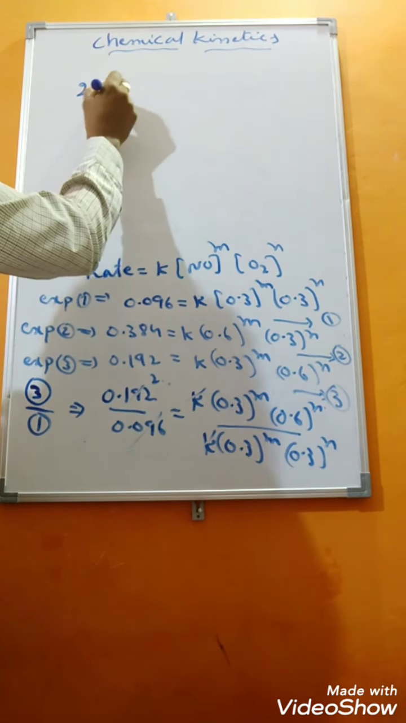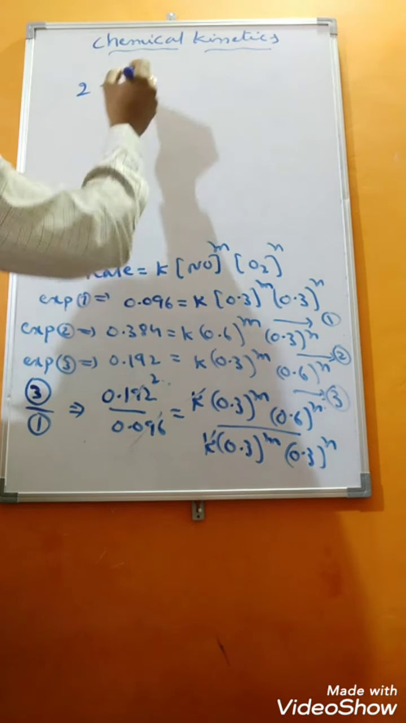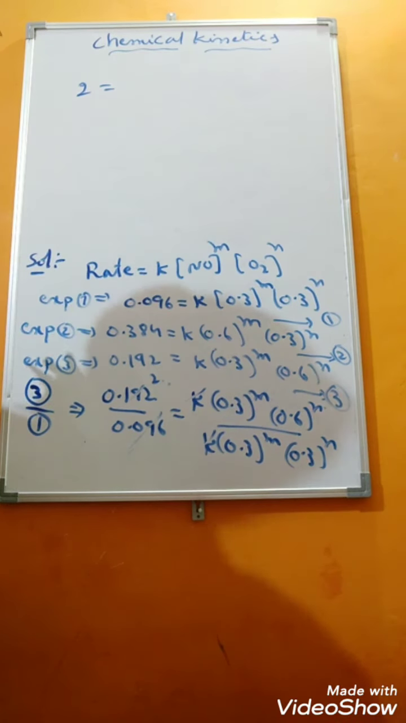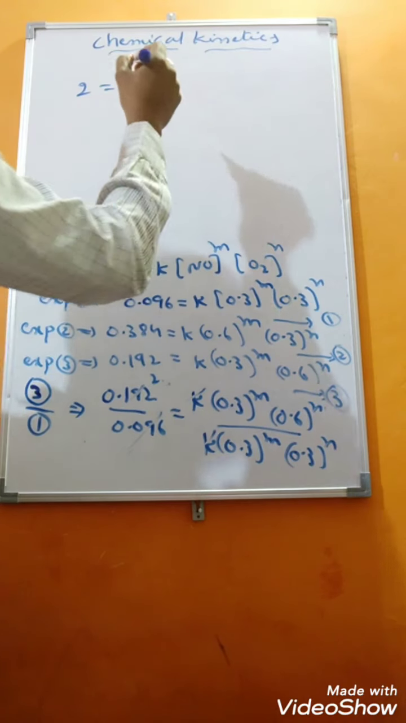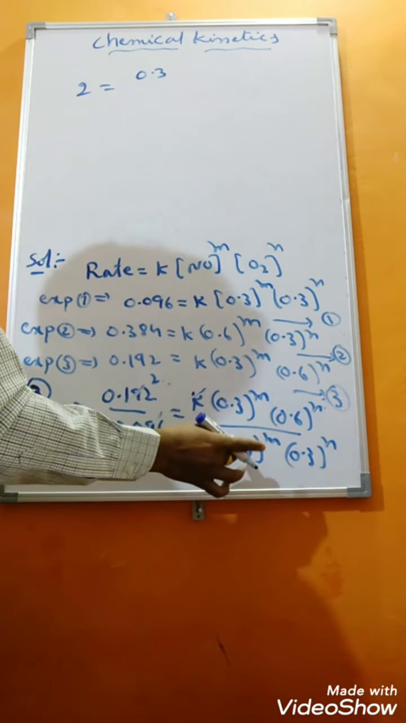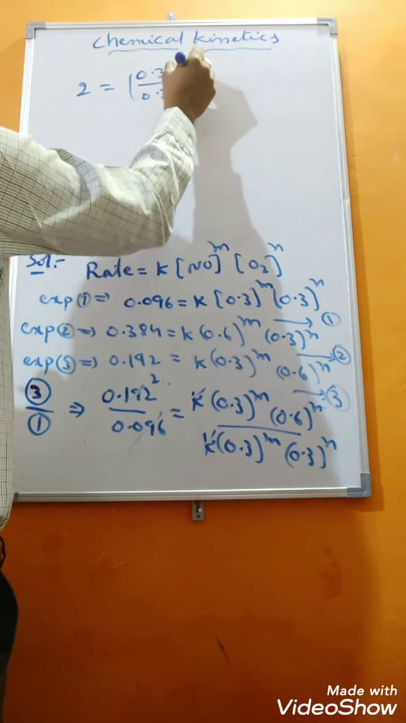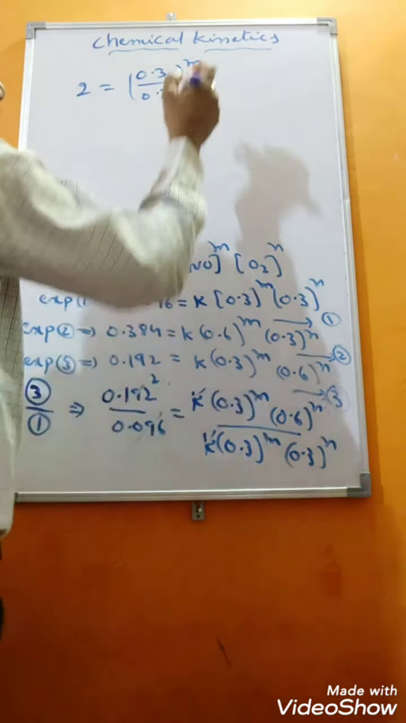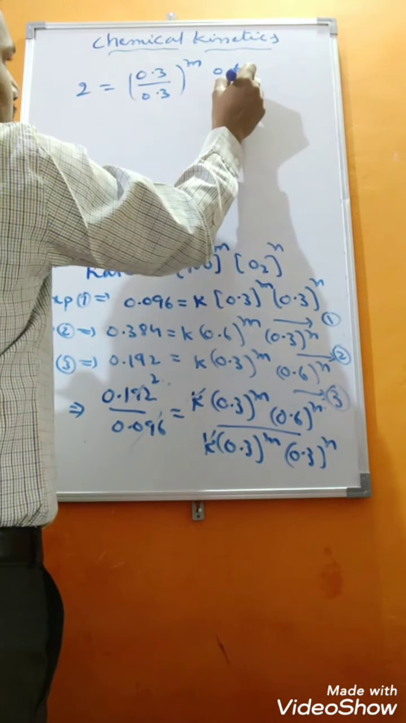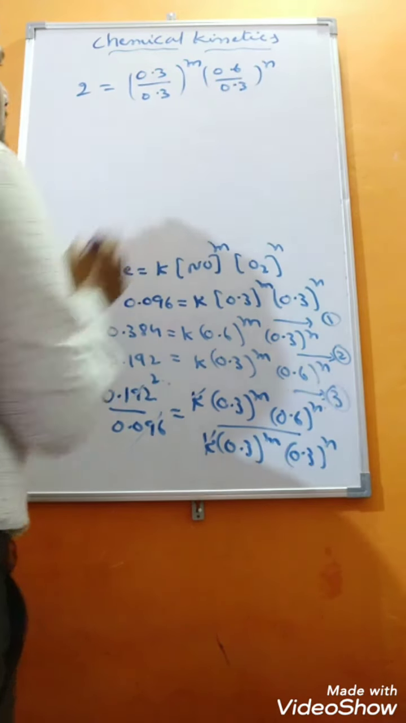Two is equal to... On the RHS, what is there? 0.3. Here also 0.3, whole power m only. So shall I write here 0.3 divided by 0.3 whole power m? Here 0.6 divided by 0.3 whole power n, you will get it, students.